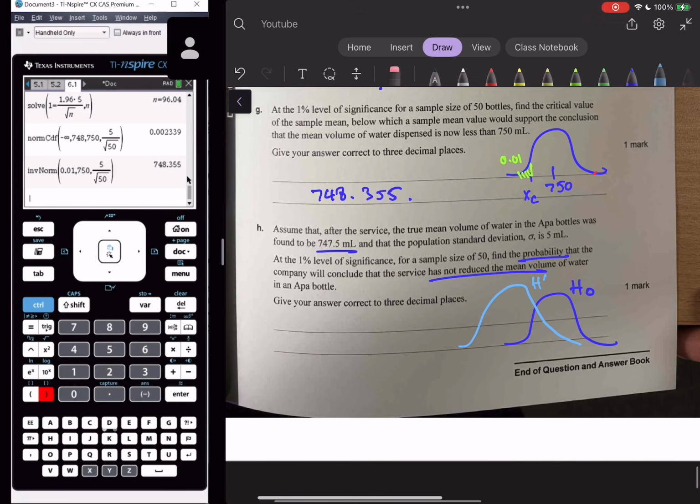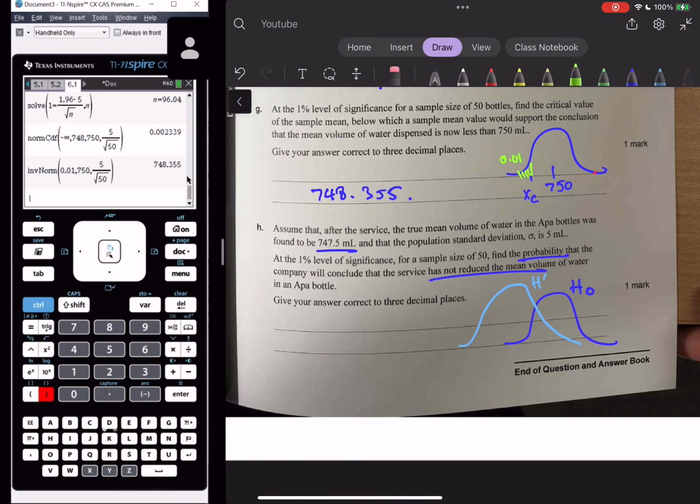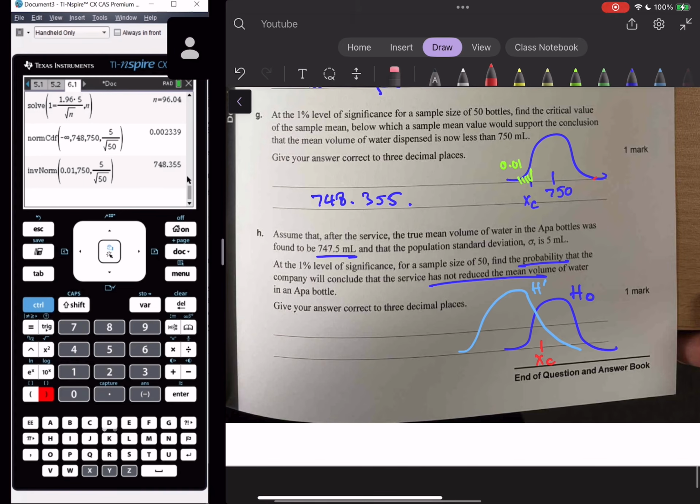What we found is x critical. X critical was living right over here. So this was the x critical value. And what we want is this probability right in here. So anything above x critical, we don't reject the null hypothesis, but because H prime is actually the true distribution now, we want to find this probability. Okay, so that shouldn't be too tricky to do.